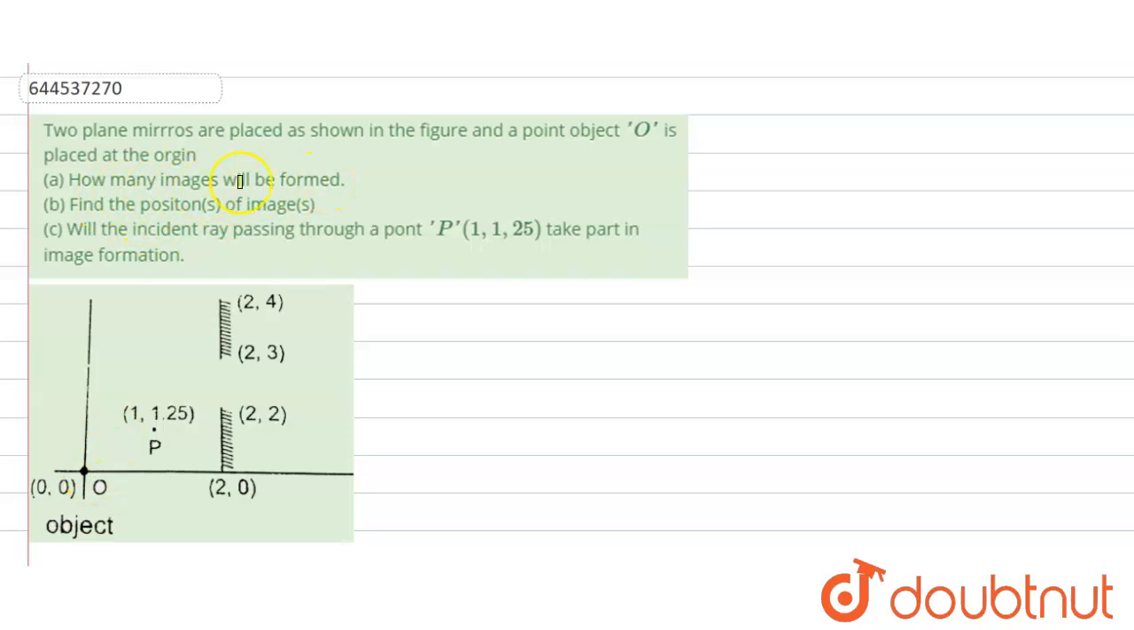So there are three parts, so we'll be checking one by one. Now in the A part, how many images would be formed? Now in this situation, whenever there is a mirror, if we extend the mirror, they are basically on the same line, they are falling on the same line.